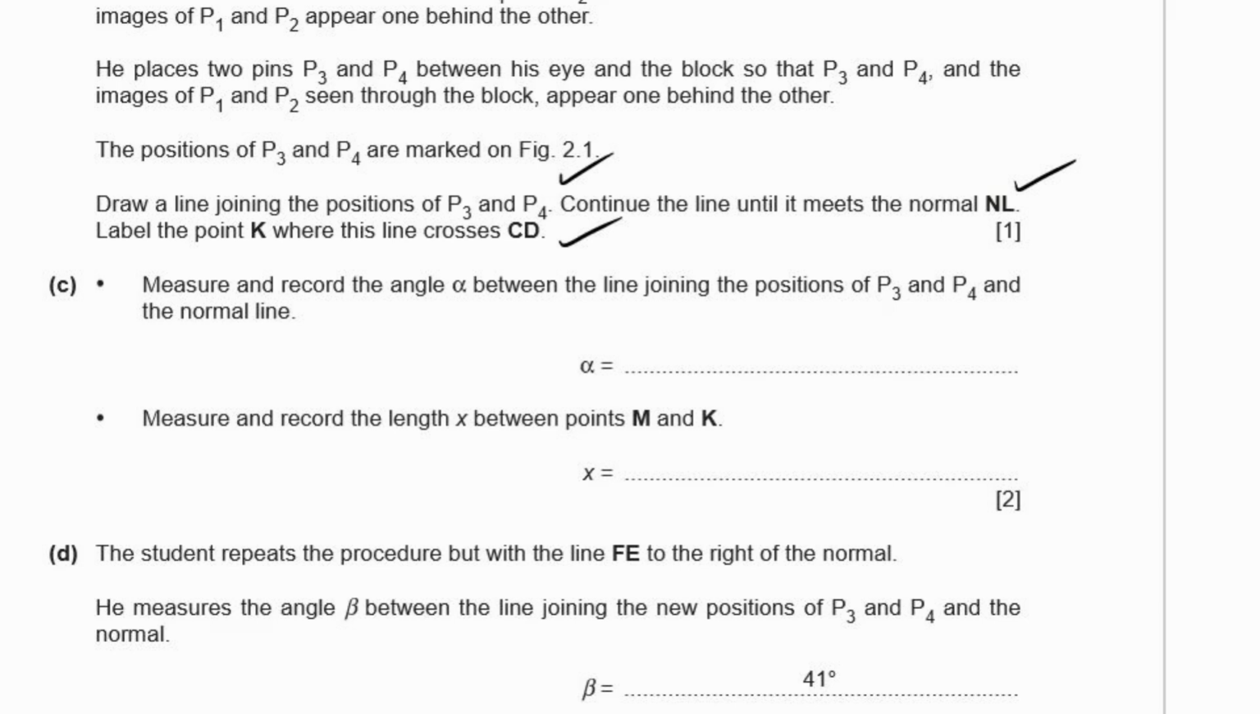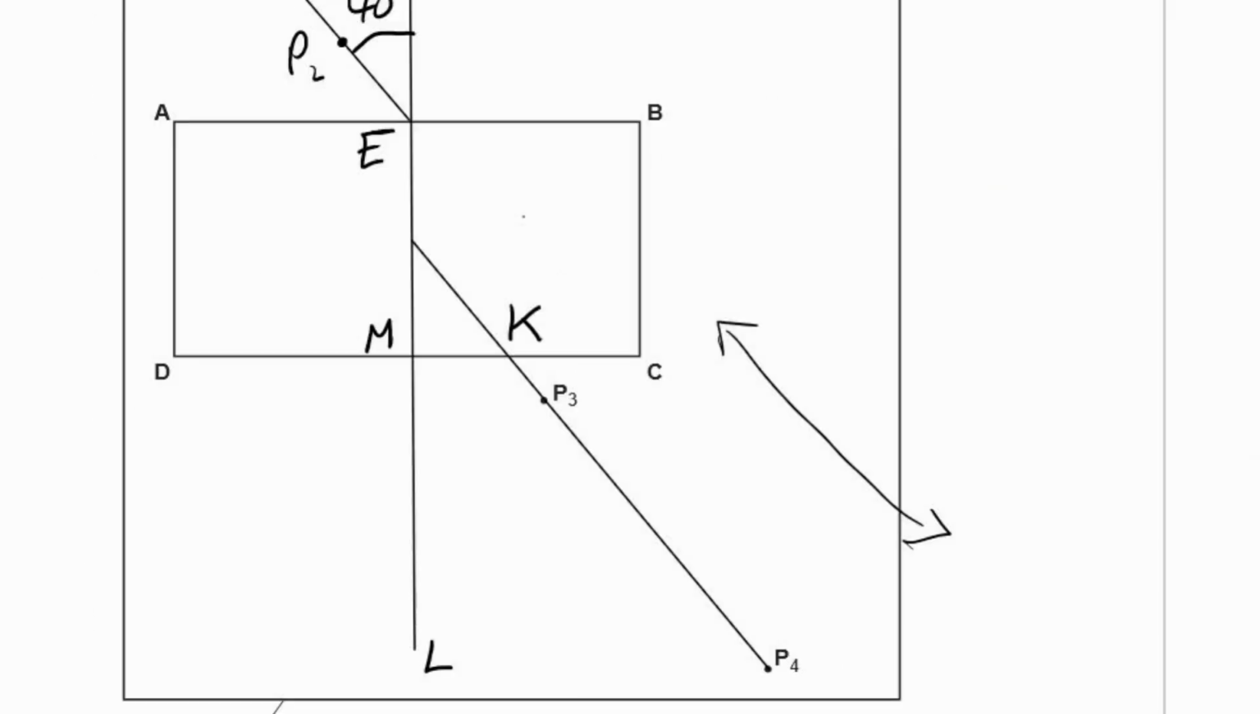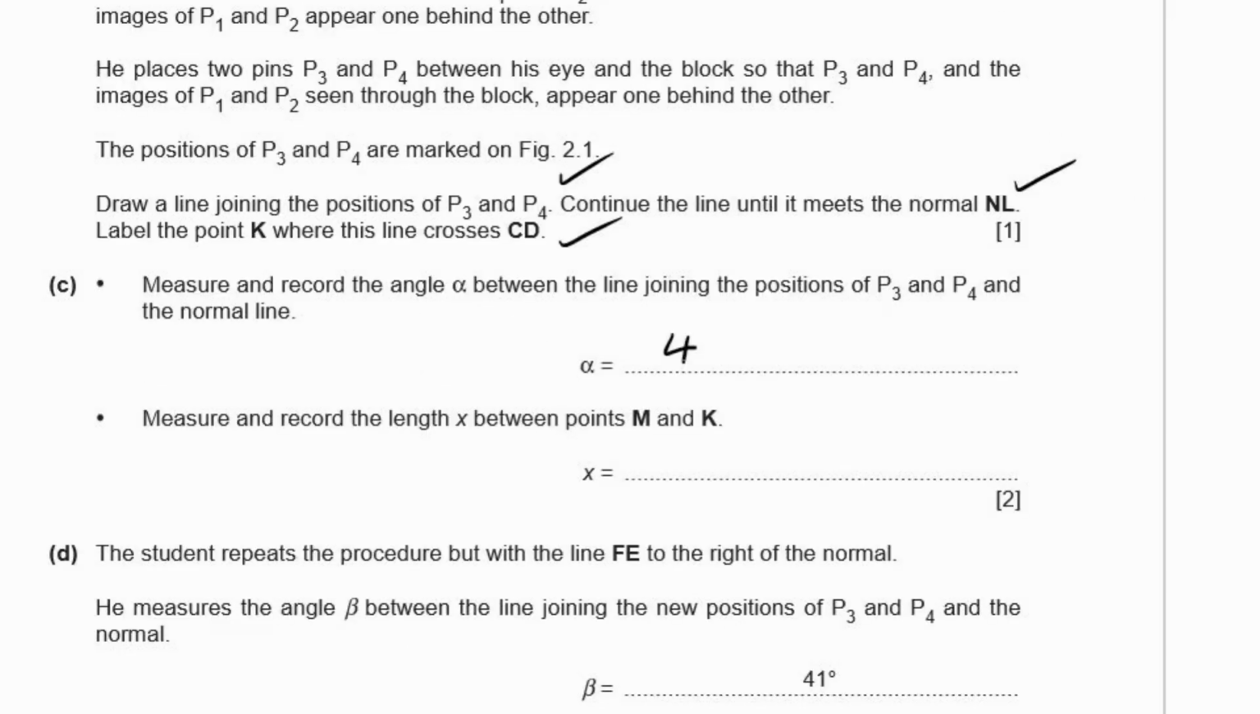Okay, C. Measure and record the angle alpha between the line joining the positions P3 and P4 and the normal line. So let's do that. So for this, of course, we take out a protractor, measure this angle here. There we are. What we find is that gives us a nice 40 degrees. So let's just write that in. Remember, of course, the units, because there are no units down there.